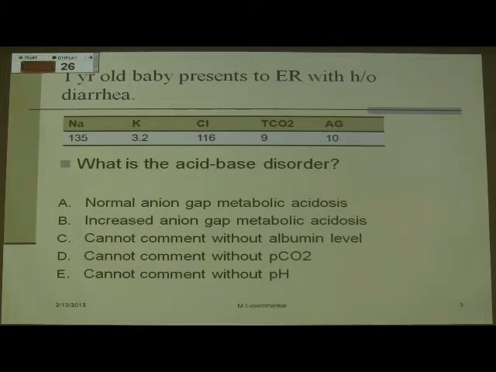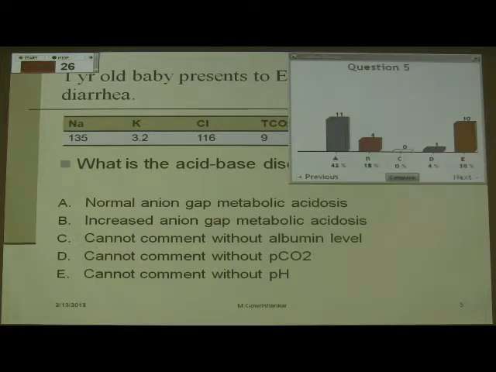All right, very good. Most of you think that this is normal anion gap metabolic acidosis based on the fact that the anion gap is normal. And some of you are saying that you won't be able to comment without the pH. I'm so sorry. We'll get back in a minute to whether or not you need the pH to be able to say whether somebody's got metabolic acidosis.